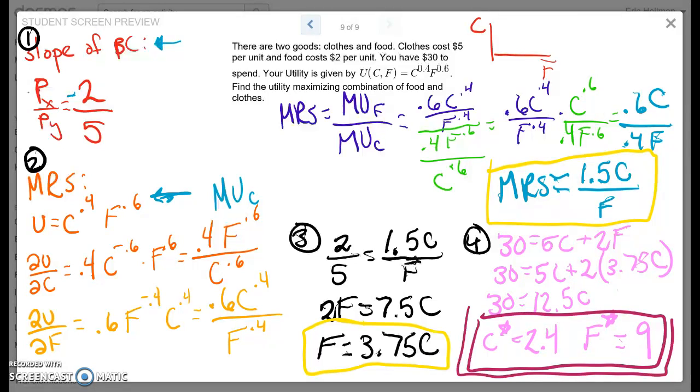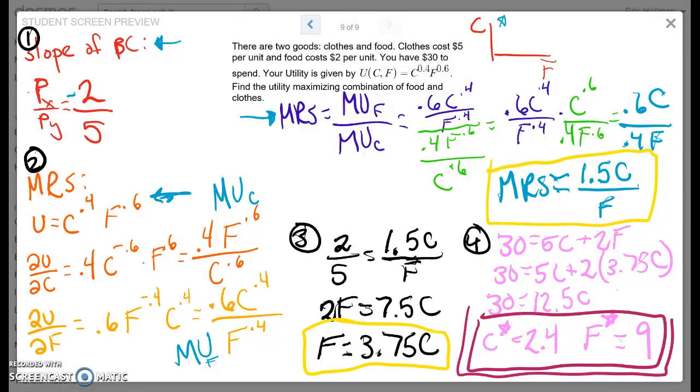Then I applied the power rule to the utility function with respect to F for food. Same deal with the power rule, brought down the 0.6 exponent in front, and then reduced the exponent on F by 1. So you get 0.6 F to the negative 0.4 C to the 0.4. Again, simplified the negative exponent and got the marginal utility of food right here, 0.6 C to the 0.4 over F to the 0.4. So the marginal rate of substitution, so now I'm up here, is the marginal utility of the horizontal good over the marginal utility of the vertical good.